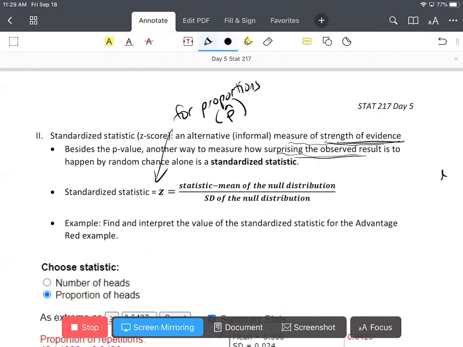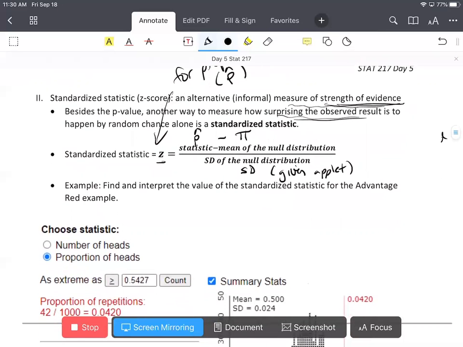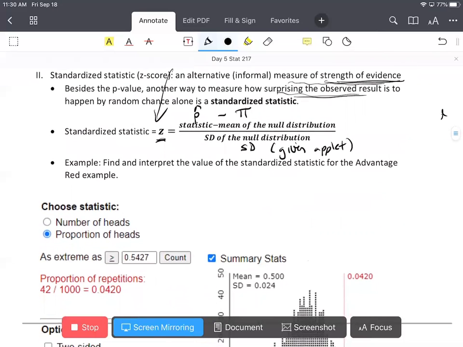The standardized statistic Z is the statistic, in this case, p hat, minus the mean of the null distribution. Well, the mean is going to be that pi, where when we came up with the null hypothesis, over the standard deviation of the null distribution. And that's going to be given by the applet or given by me. You once again do not have to actually calculate that. So when I look at this z-score, what is it going to tell me?